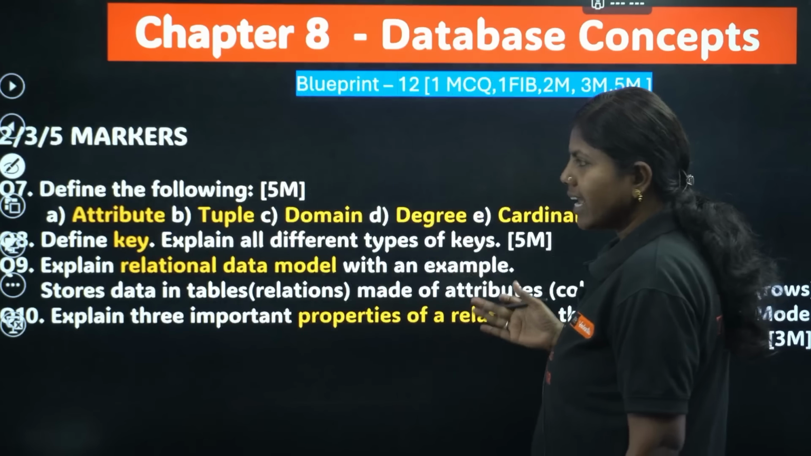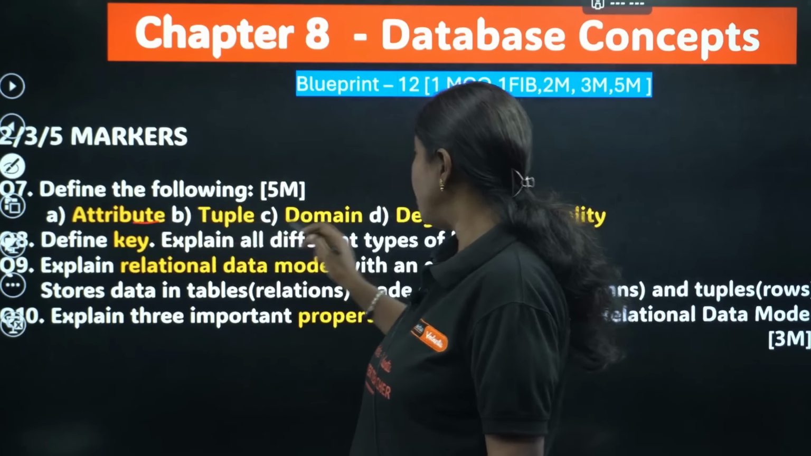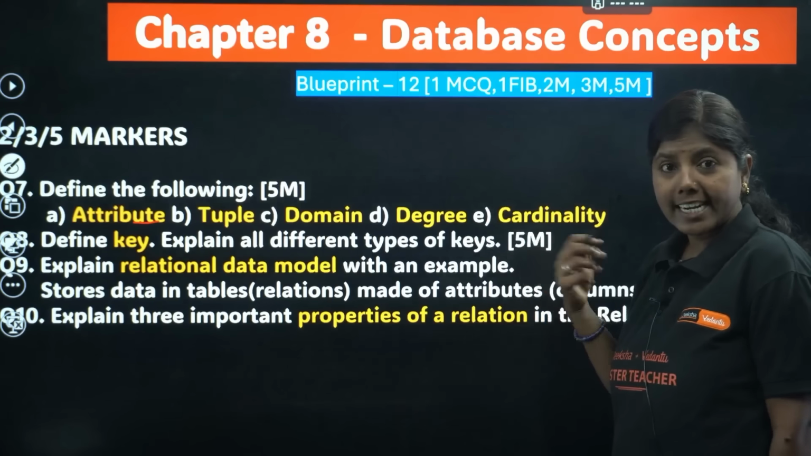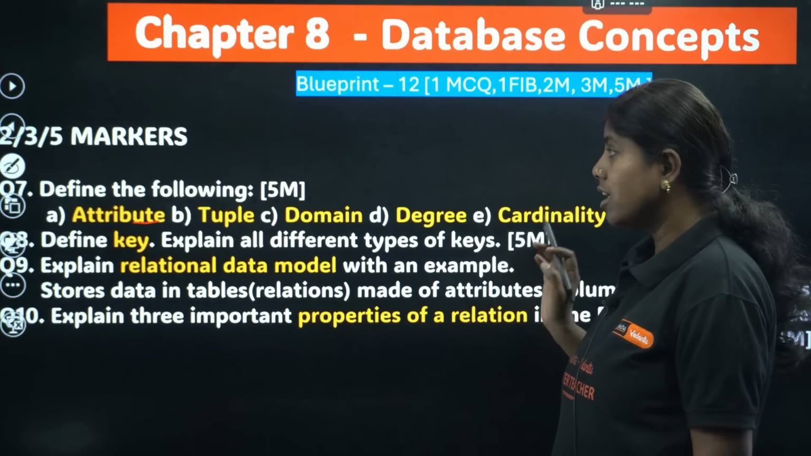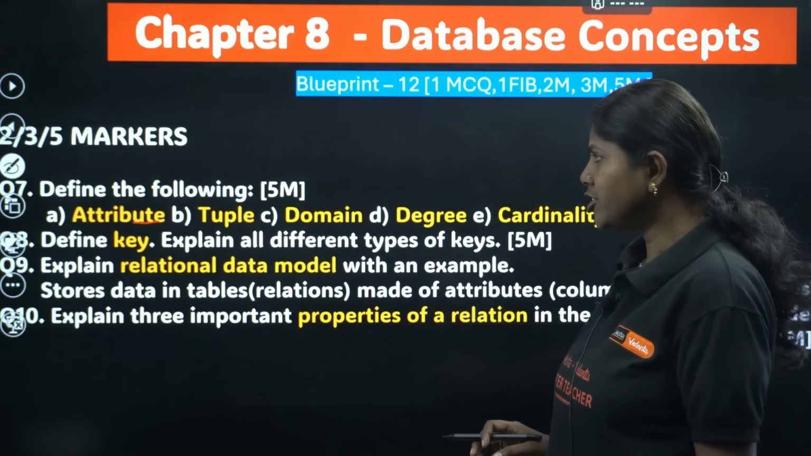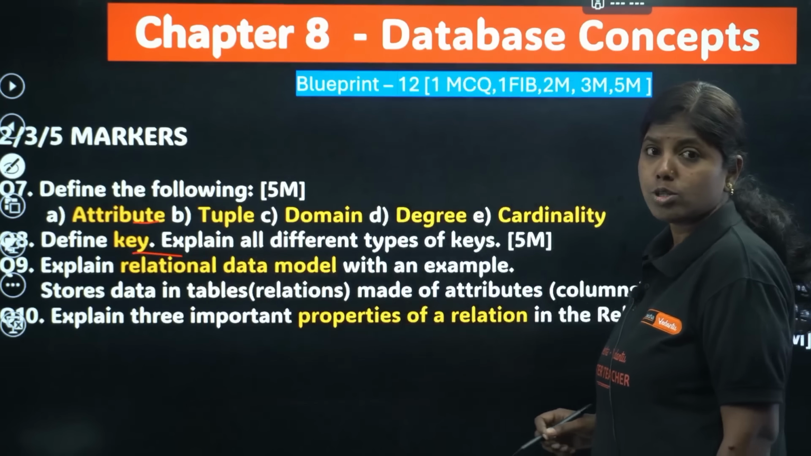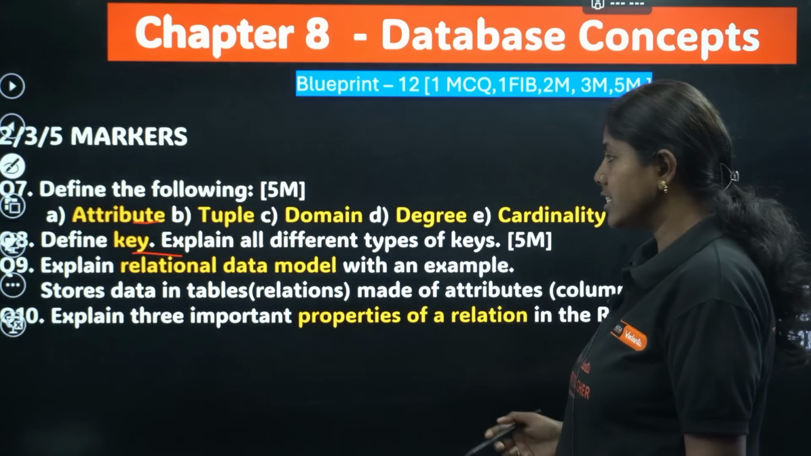Again, I have to repeat the same thing: definitions only. They'll ask you attribute, tuple, domain, degree, cardinality. Most frequently asked questions will be on definitions only. And what is a key? They will ask you the types of keys. What is a key and the different types of keys?